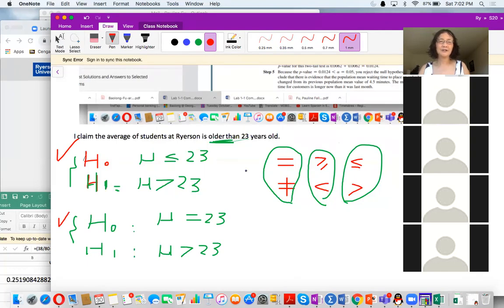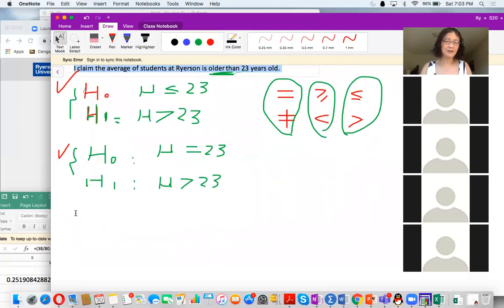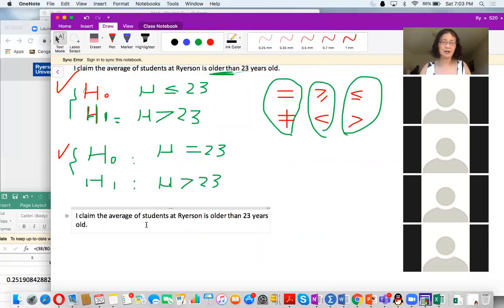Okay, so this is a one-tail test. Now I'm going to give you an example of a two-tail test. I will just select this and make a little change to become my next example. I claim that the average age at Ryerson University is 23 years old. My statement is the average age is 23 years old.